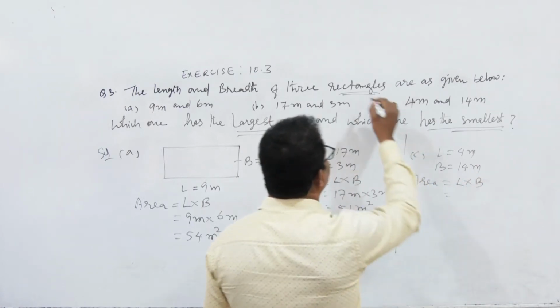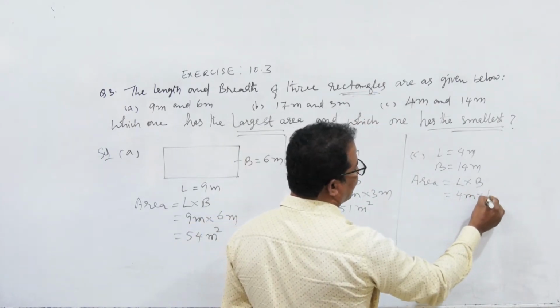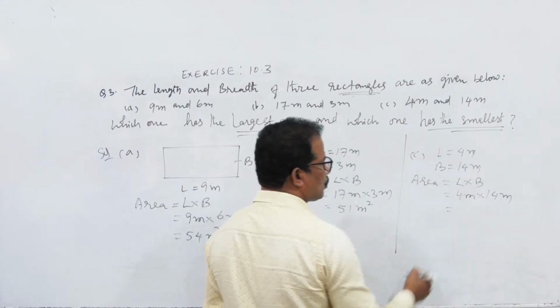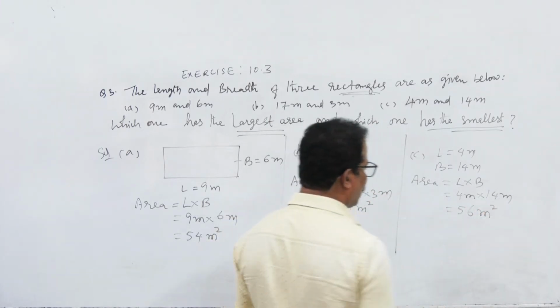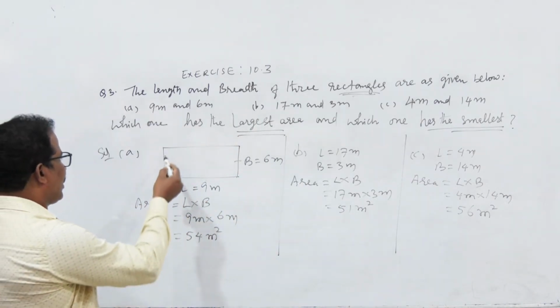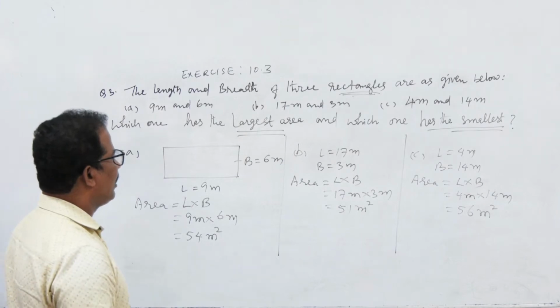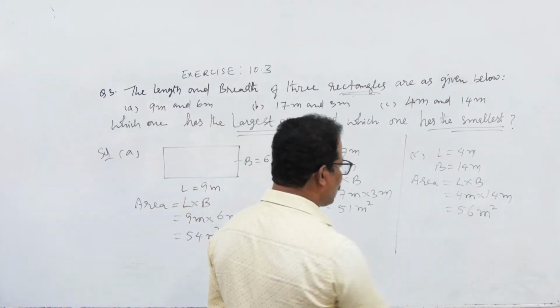Length into breadth, because it is a rectangle. So what is the length here? 4 meter, and the breadth is 14 meter. So 14 4s are 56 meter into meter, meter square. Now we are going to compare these 3 areas. For A 54 meter square, and for B 51 square meter, and for C 56 square meter.